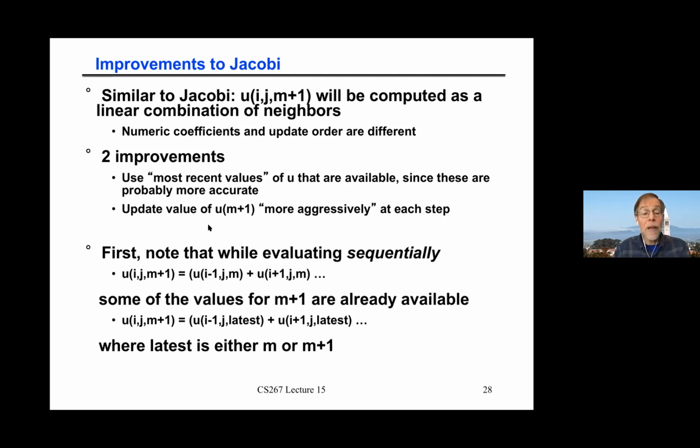Okay, so let's do the first improvement first, where we use the most recent values. Here is the Jacobi iteration that I was telling you about. You take all the values at the mth iteration, compute their weighted sum. I haven't filled in the whole equation, and you use that to compute the m plus first iteration. What we're going to do now is not use the mth iteration over here. We're going to use the latest one. The latest one might be the mth, or it might be the m plus first, depending on what order I've done these updates.